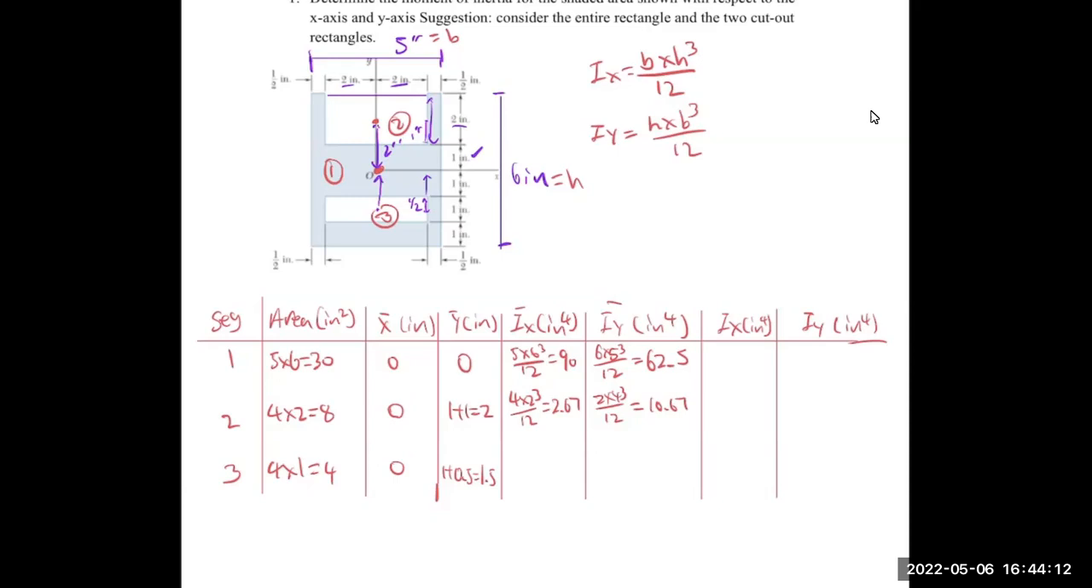And then for I x bar, that would be 4 multiplied by 1 cubed over 12, and we get 0.33. And then for I y bar, it's 1 multiplied by 4 cubed over 12, that's 5.33.